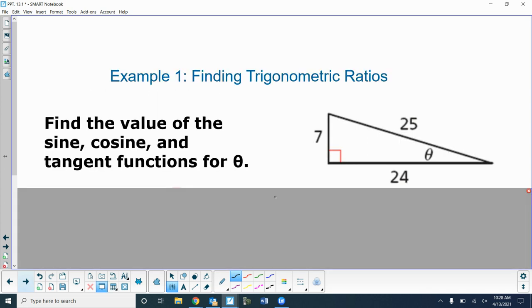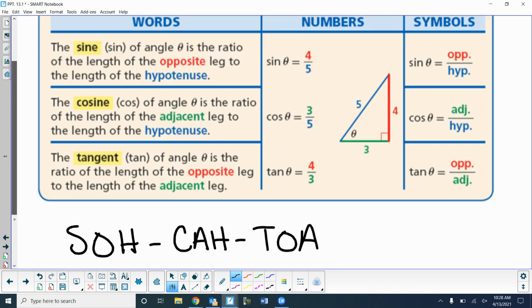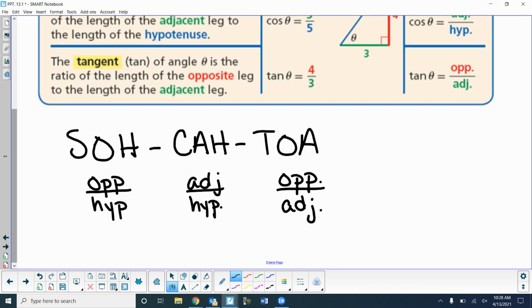All right. So they already got the 3 sides done for you, right? So what's the sine, Trent? What? I don't know. You don't know? O stands for what?